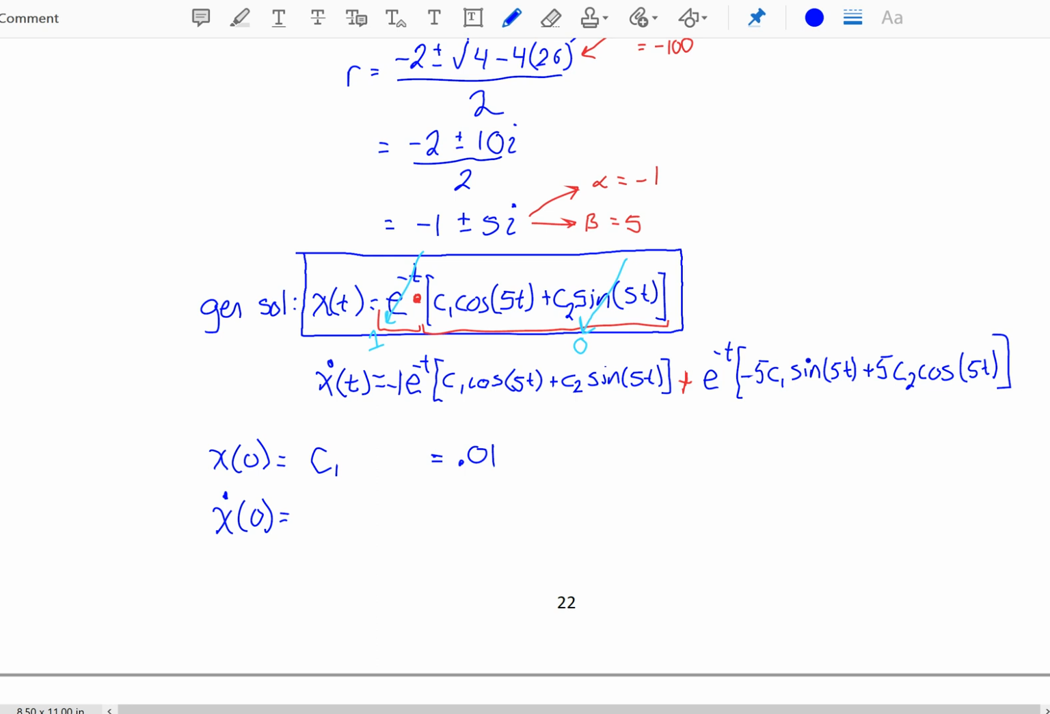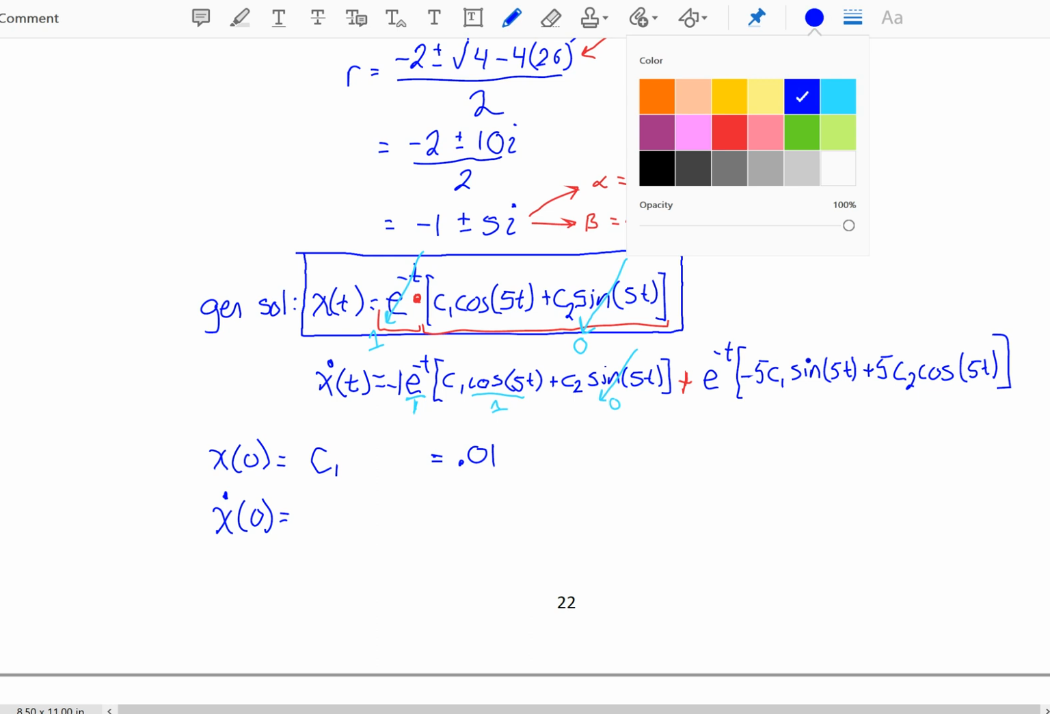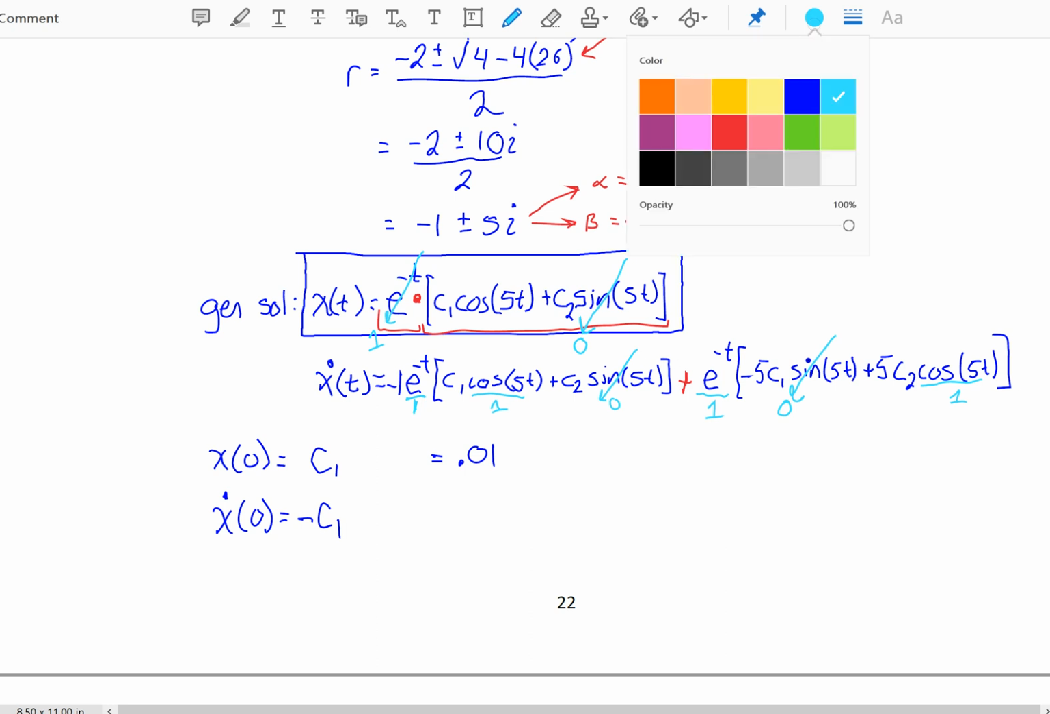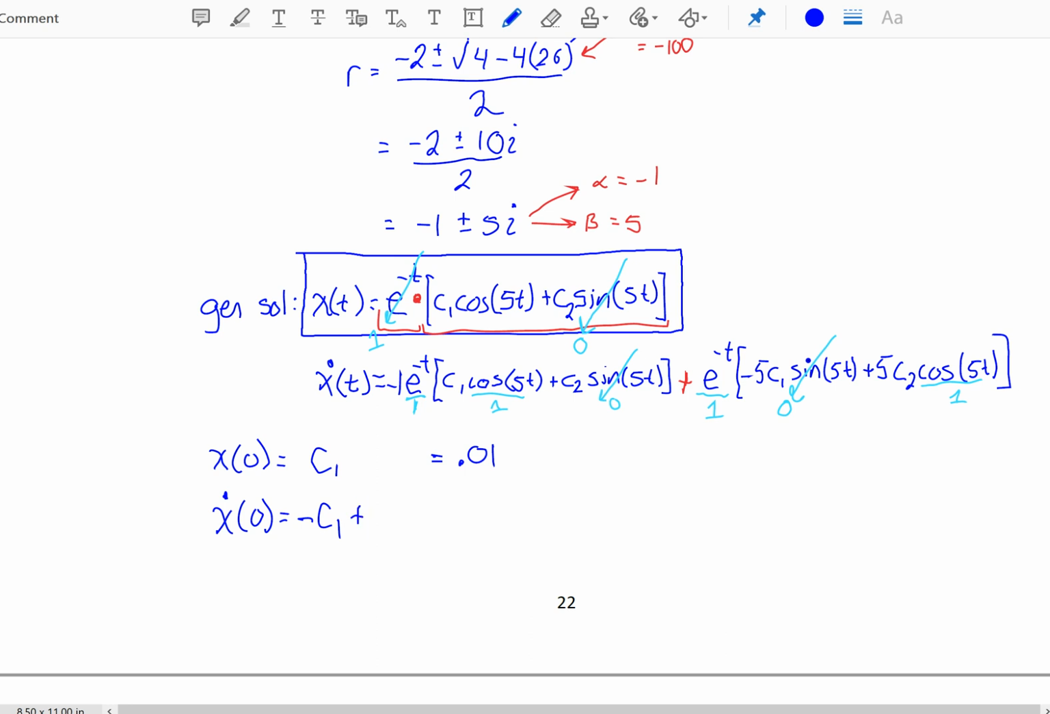When we evaluate our velocity function at 0, again, remember a lot of these terms go away. If t is 0, this e to the 0 ends up being 1 times your coefficient negative 1. And sine of 0 is going to be 0, and cosine of 0 is going to be 1. So I think this first one just gives us negative c1. Our second term over here, again, e to the 0 is just going to be 1, sine of 0 is going to be 0, cosine of 0 is going to be 1. So this one ends up giving us 5 c2. And from our initial conditions, we know this has to be 0.